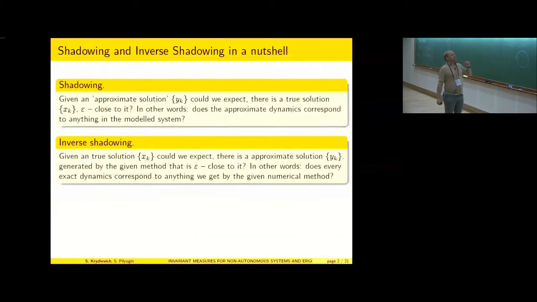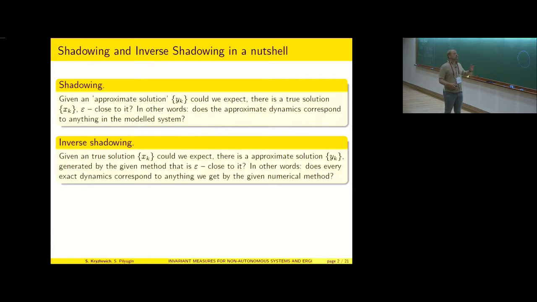There are two definitions in this theory. Shadowing means that if we have an approximate trajectory, whether or not there exists a true solution that is epsilon close to this so-called pseudo-trajectory y_k. And the inverse question is the so-called inverse shadowing, that is, given a true solution, could we expect that there is an approximate solution that is close to this true solution?